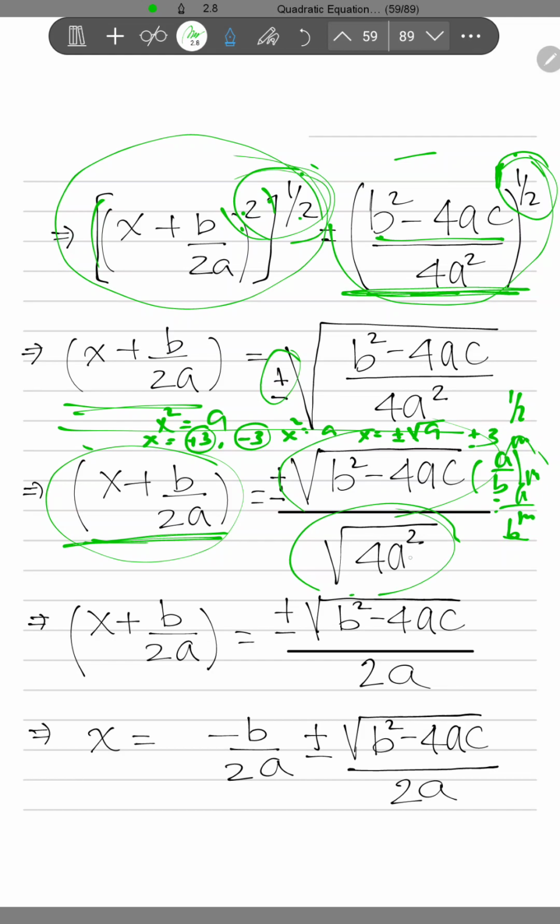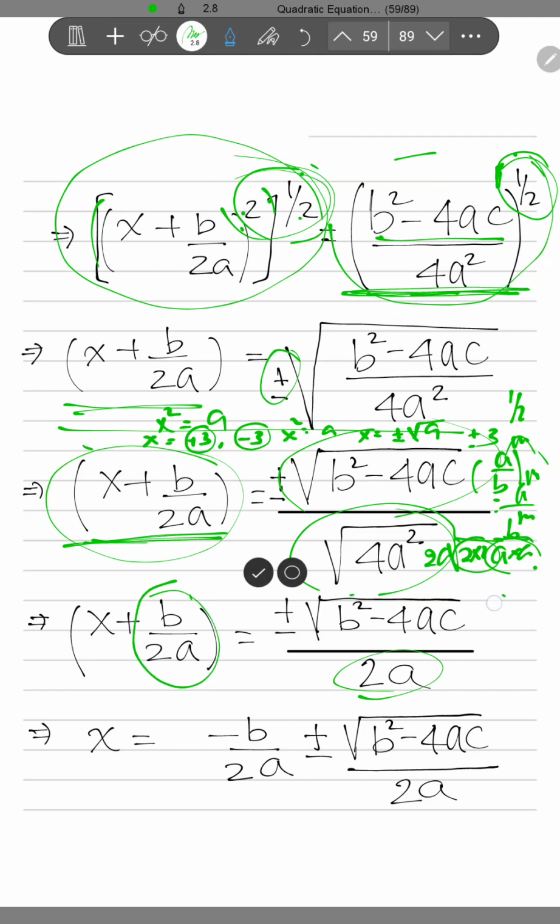Now 4a squared is easy to get out of the square root because 4 is 2 times 2. A squared is a times a. We have 2 times 2, we take one 2 out. We have a times a, we take one a out. Then it's going to be 2a. X plus b over 2a is equal to plus or minus square root of b squared minus 4ac divided by 2a.